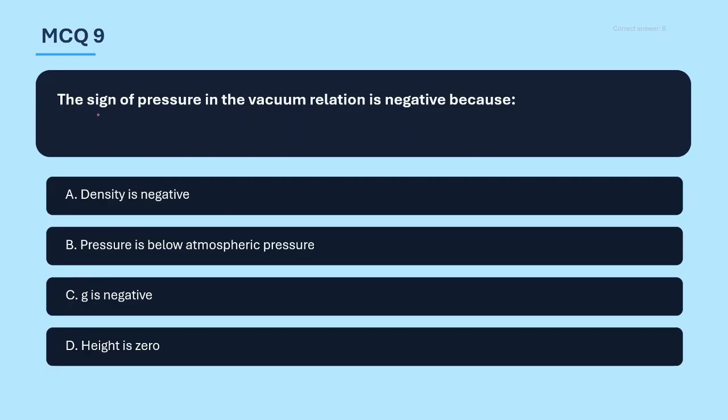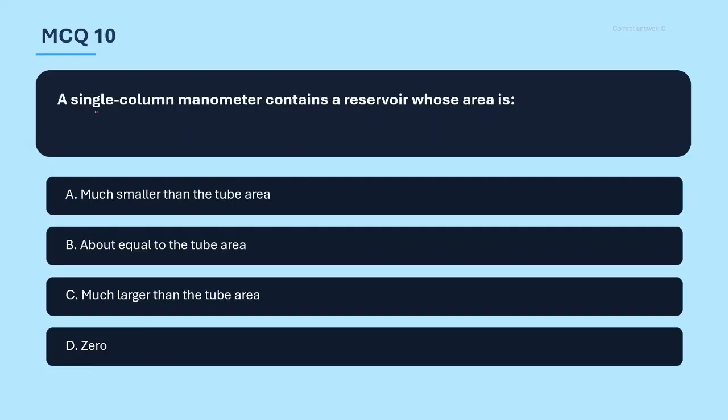Question number 9: sign of pressure in the vacuum. The relation is negative, because it is simple: the pressure is below the atmospheric pressure. Next question: a single column manometer contains a reservoir whose area is. According to the notes, much smaller than the tube is incorrect, equal to the tube area is not right, much larger than the tube. So option C is correct.